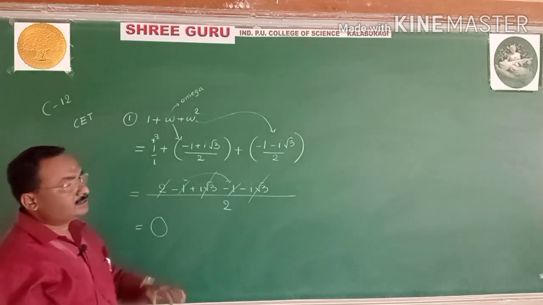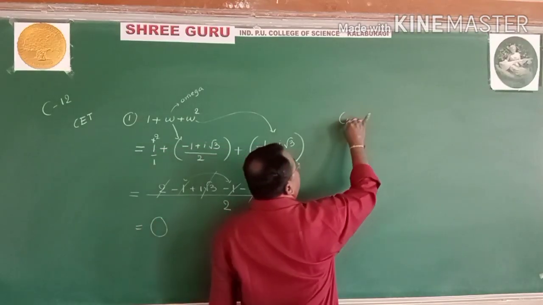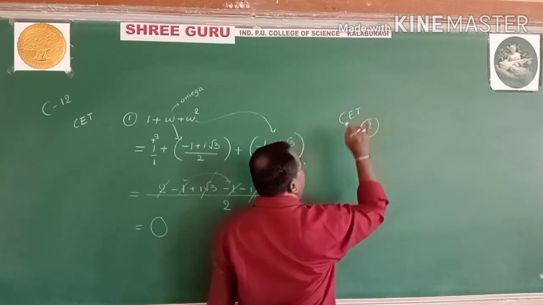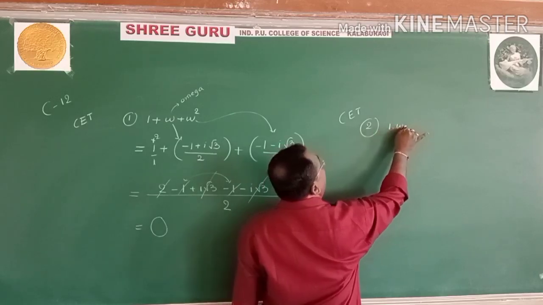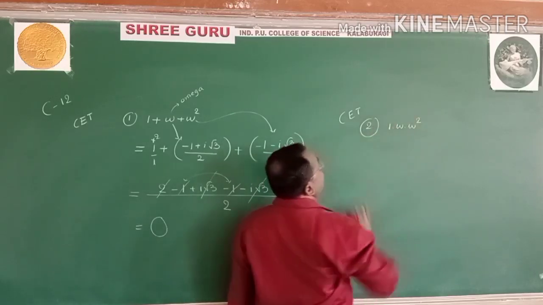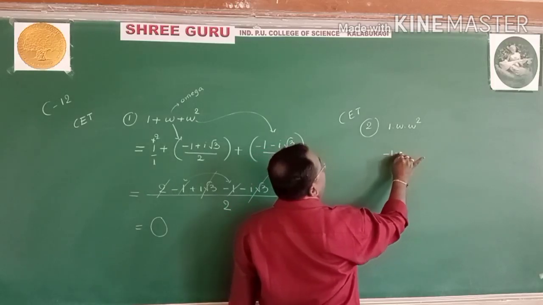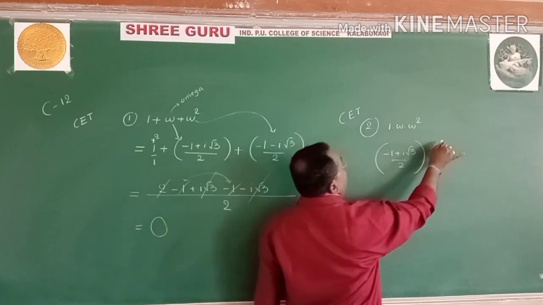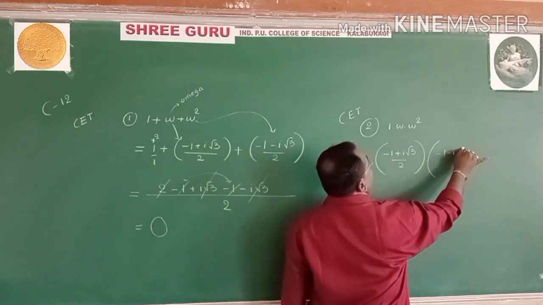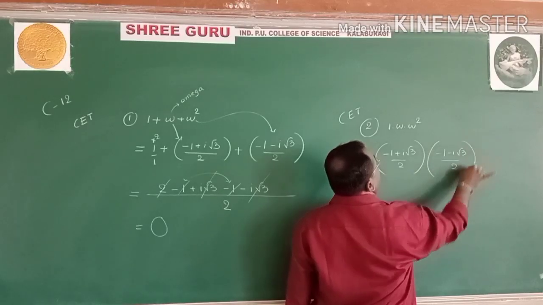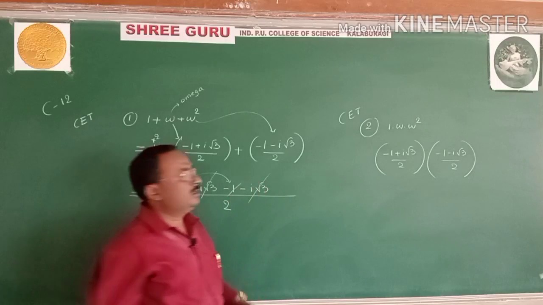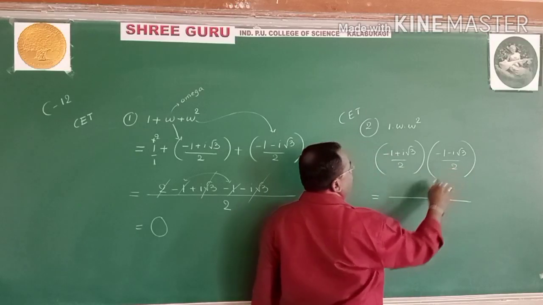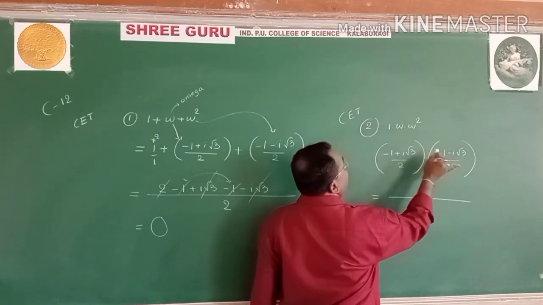Suppose here same in the form of product. CT point, that is the product 1 into omega into omega square. Value is what? 1 is 1, minus 1 plus i root 3 divided by 2 into minus 1 minus i root 3 divided by 2 into 1. This is simplified, that is denominator 2 into 2, 4.